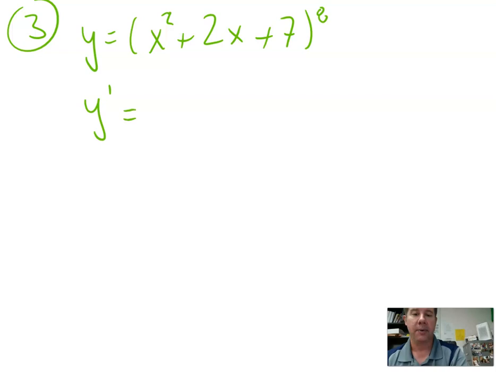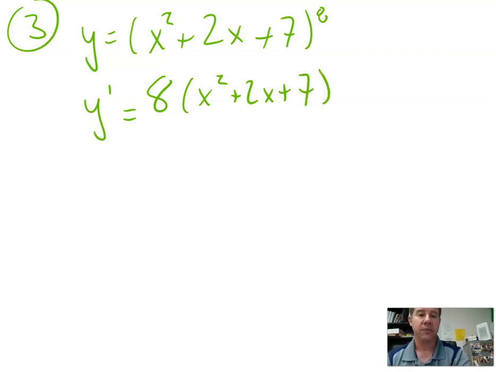So y prime equals, I'm going to take the derivative of the outside function. That would be like u to the 8th. That would be 8u, or x squared plus 2x plus 7, the inside part stays the same, to the 7th power. Then I need to multiply that by the derivative of the inside, or that u prime.